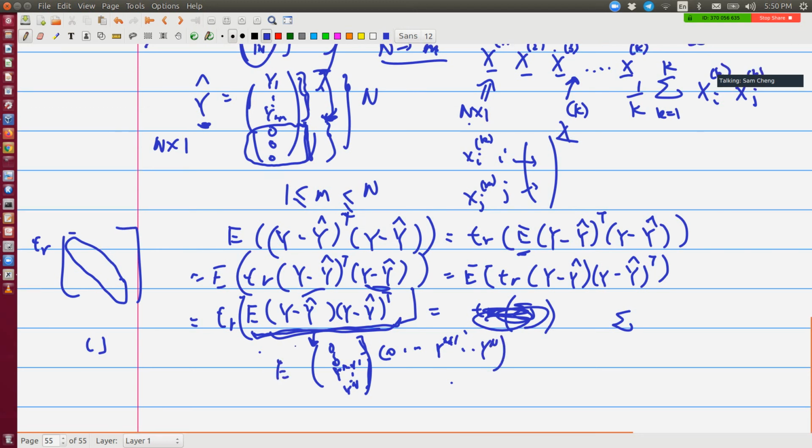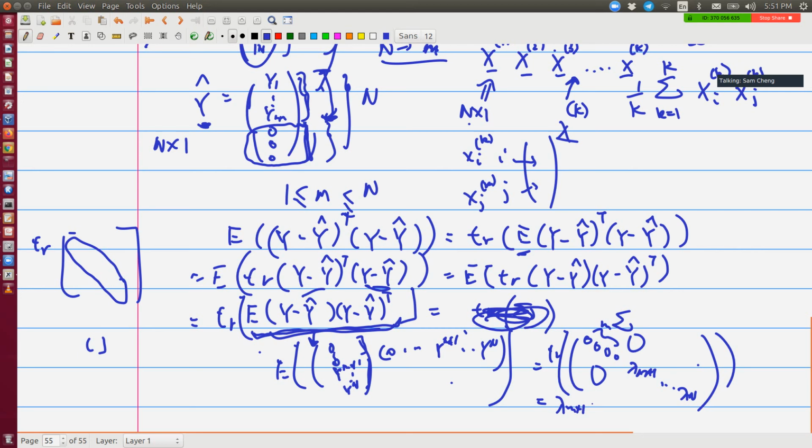Now the expectation of this: those y are all uncorrelated. So I basically have zeros off the diagonal, and the first m elements will be 0. Then starting from this one on, it will be lambda m plus 1 up to lambda n. Then I compute the trace of that, and therefore it's just equal to lambda m plus 1 plus up to lambda n.